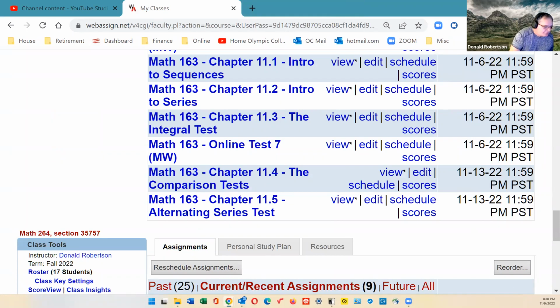And that, guys, is all that you essentially need to know from the alternating series test.